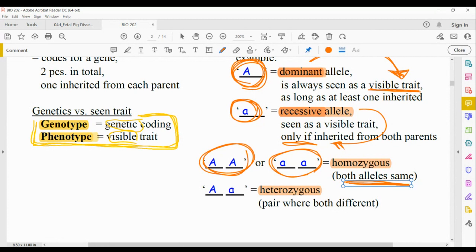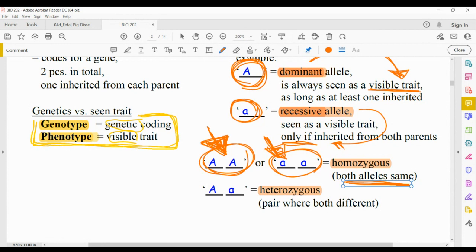So a lot of the time, rather than people talking about capital letters and lowercase letters, you end up people describing these, for example, here as a homozygous dominant or homozygous recessive pair of alleles.